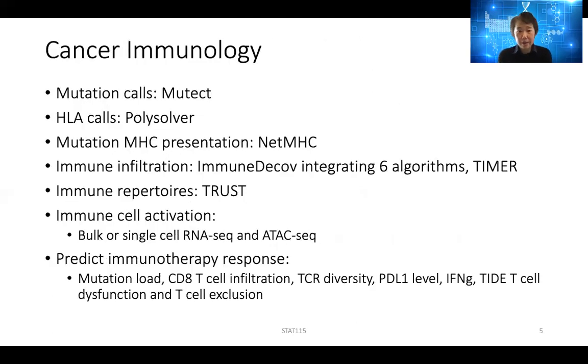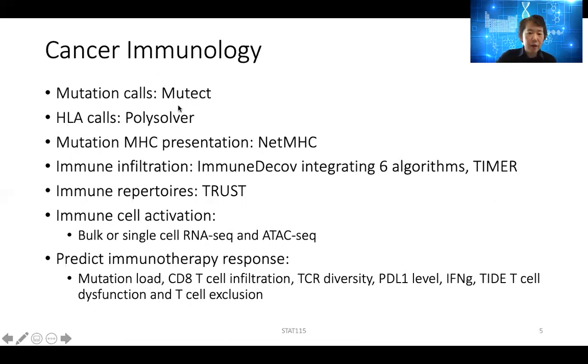And then we talk about cancer immunology, right? And also immunotherapy. In order to really understand this well, we're looking at what the mutations are in each tumor, and then what the mutations are that are being presented on the cell surface. In order to understand that, we need to use tools such as either POLYSOLVER or OptiType to call the HLA types for each individual sample.